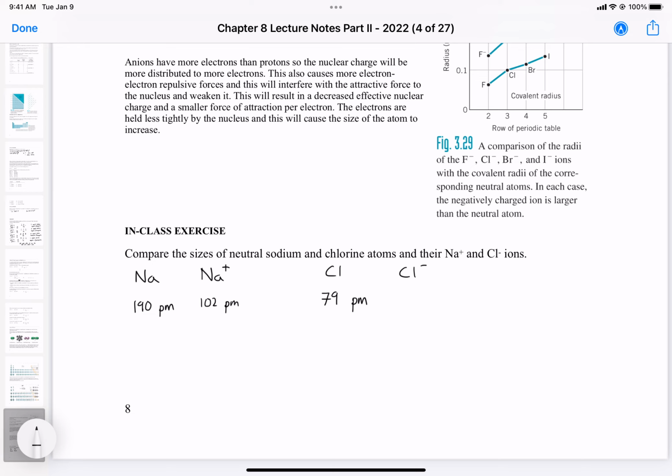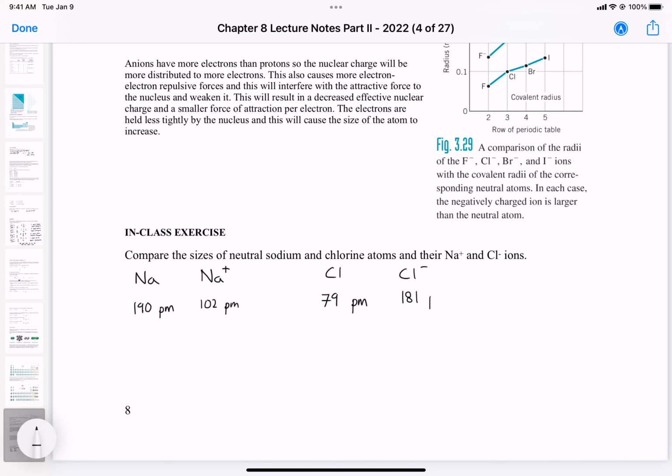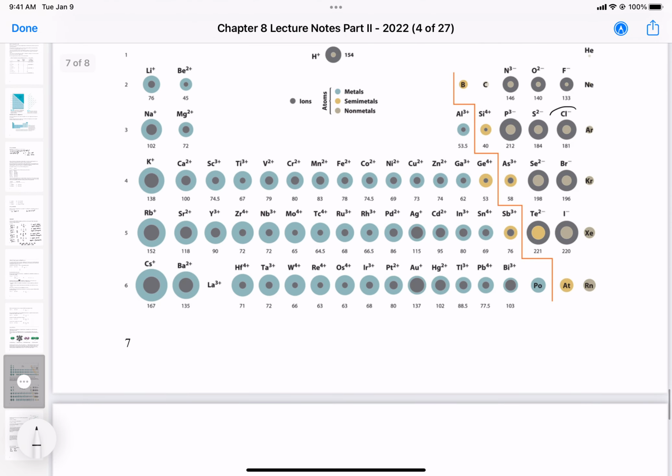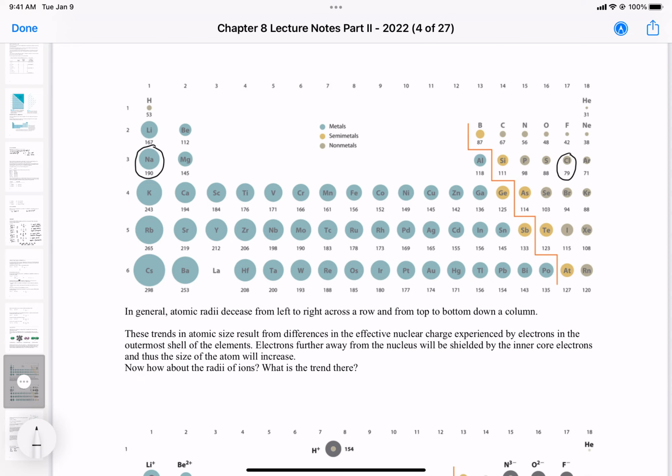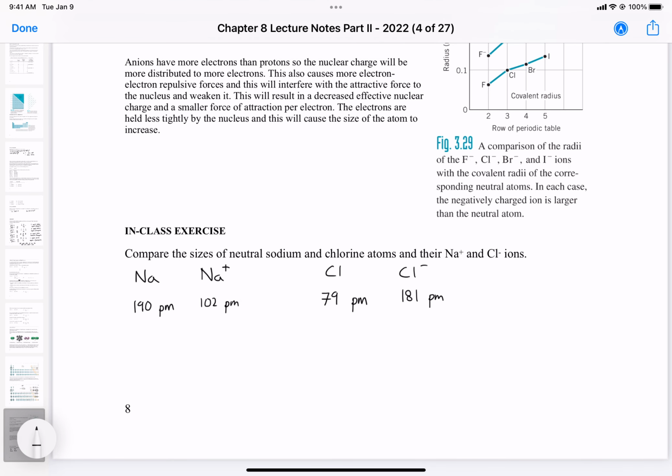And then for the chlorine ion, we see that it's increased to 181 picometers, right here. So there's chlorine, there's sodium. See, the trend is opposite here. Sodium decreases when it goes to the ion. So cations are smaller, whereas anions are larger. So that is something to consider when arranging the atomic size of atoms and ions, because that's something I like to ask on exams as well. So please keep that in mind.